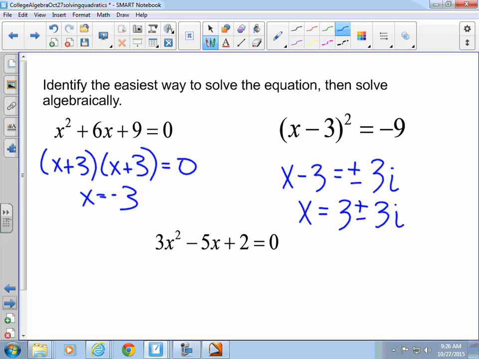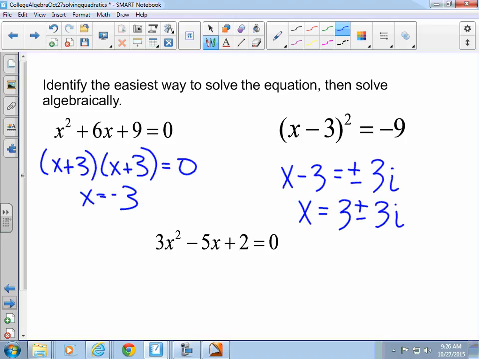Formula is the only option. On the next one, I would say there's two correct answers. If you're really good at factoring, does this one factor? Yeah. If you're good at factoring, I'd say factoring's the easiest. If you stink at factoring, then the quadratic formula might be the easiest. You get to make that decision at this point. Which one is easier for you?